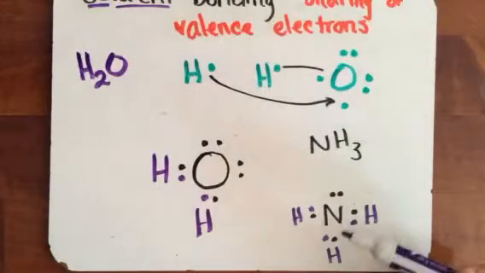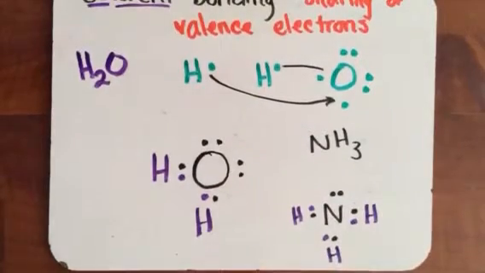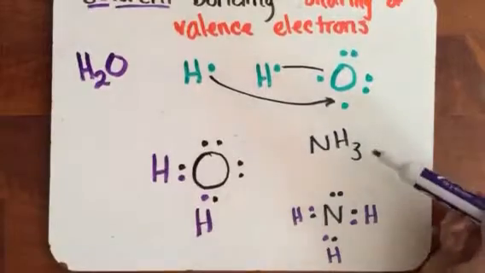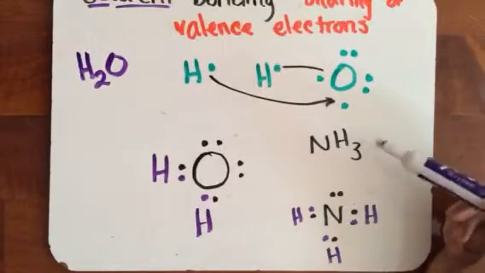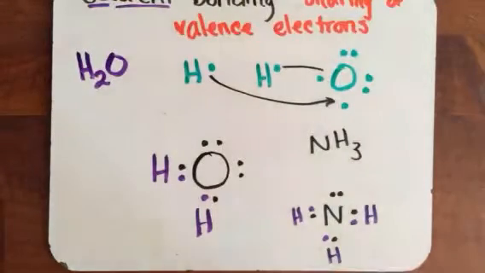Okay, so in the next video, we'll talk a little bit about naming rules for covalent bonding. I told you this was water and this was ammonia, but those are the common names. Those are not the scientific names for these, and I'll show you how to determine the scientific names in the next video.